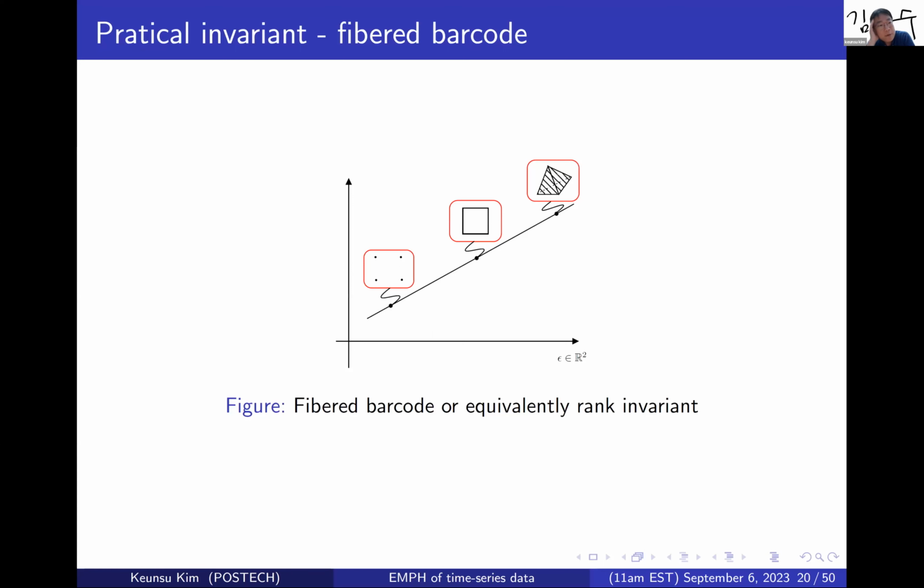So alternatively, we consider an incomplete but practical invariant, the fibered barcode. In the multi-parameter space, we reduce the multi-parameter filtration onto this ray. Then this filtration becomes a one-parameter filtration. Therefore, we can define a barcode on this ray. This is the fibered barcode.